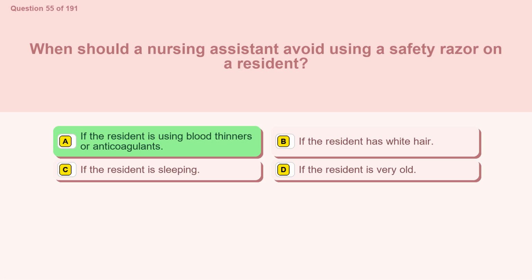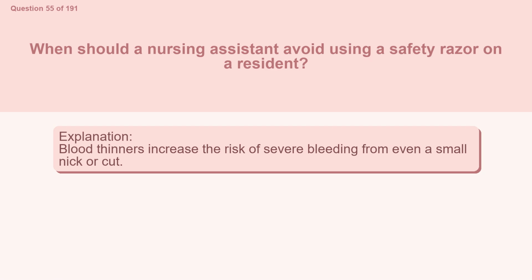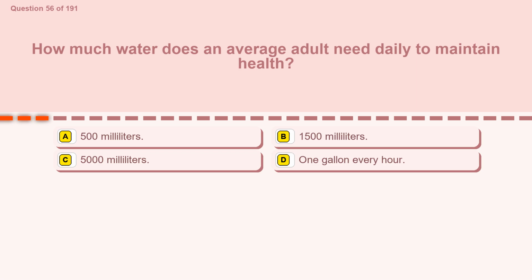The correct answer is option A. If the resident is using blood thinners or anticoagulants. Blood thinners increase the risk of severe bleeding from even a small nick or cut. Question 56. How much water does an average adult need daily to maintain health? Option A. 500 milliliters.